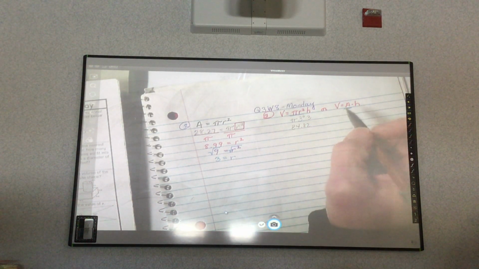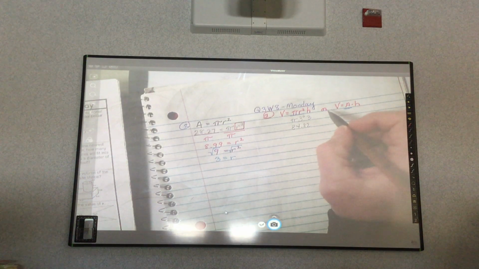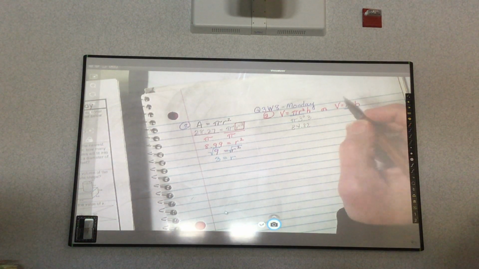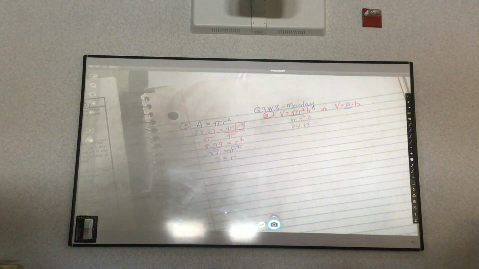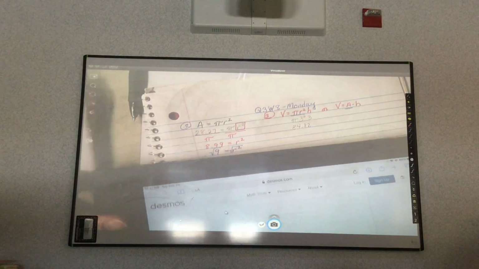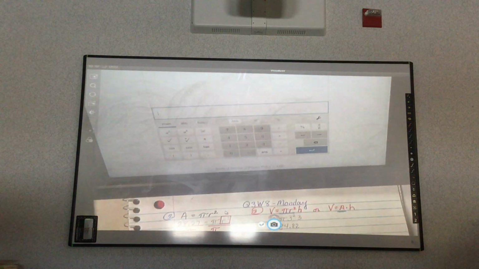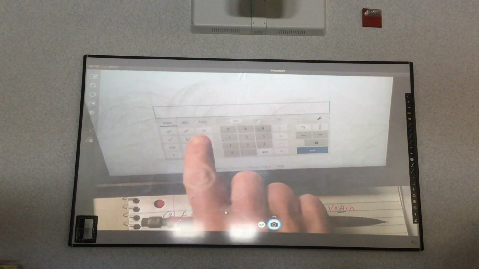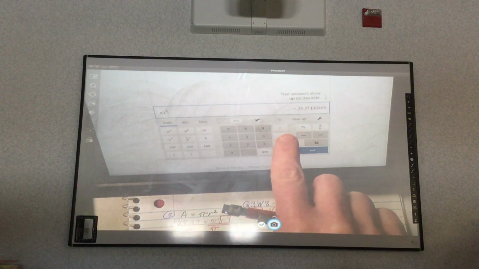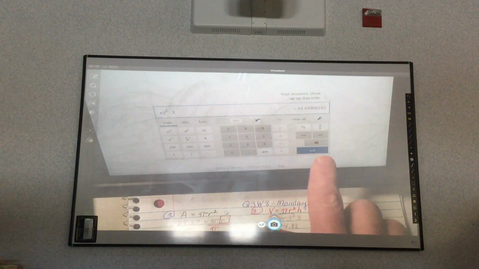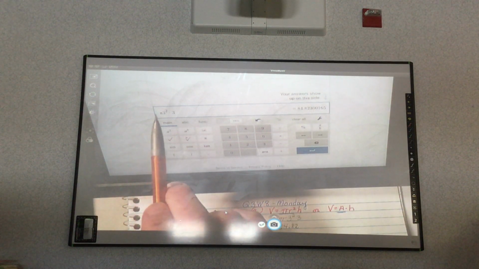Do you have your calculator up? Can you get it up for me? And I'm going to show how to type that in on the calculator. When you type it into your calculator, we have pi times 3 squared times 3. So I'm just going to do pi times 3 squared times 3. See how I get my answer? You don't even have to use parentheses or anything.